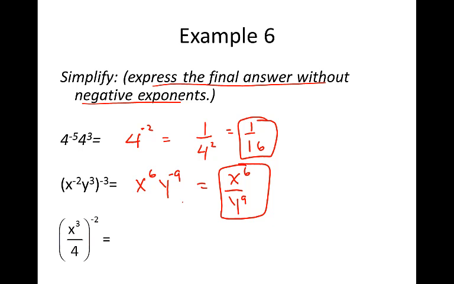See if you can do this last one on your own. Go ahead and pause it. I'll be waiting here for you. Alright. So we're first going to flip the base. 4 divided by x cubed, squared. Now we can apply the 2. And we'll get 16 in the top. X cubed squared is x to the 6th.